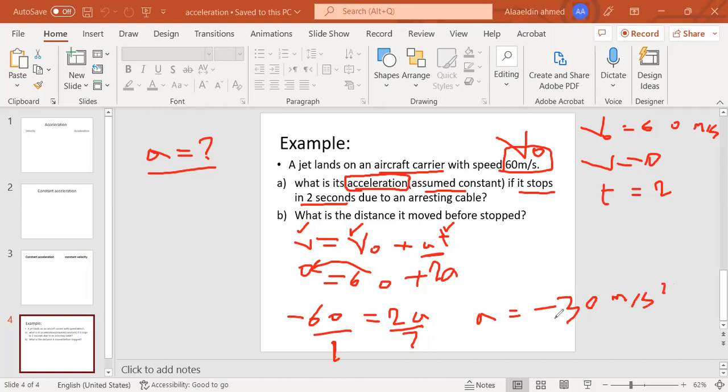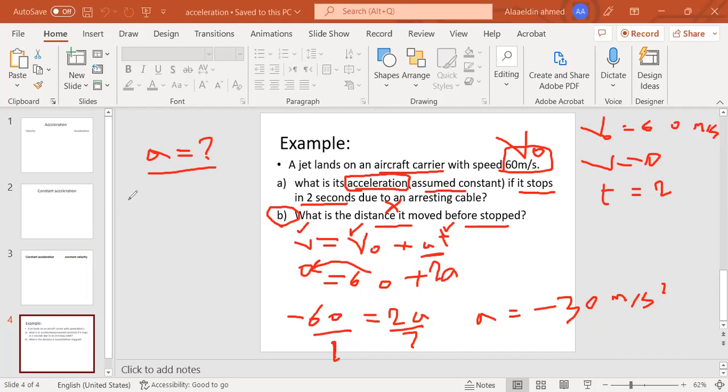A here is negative. Why is a negative? Because the aeroplane is reducing its velocity. The velocity is reduced from 60 down to 0, it stops. So the acceleration is negative. We say that it is deceleration. The second thing required in this problem: what is the distance it moved before it stopped? We want to calculate the distance x.